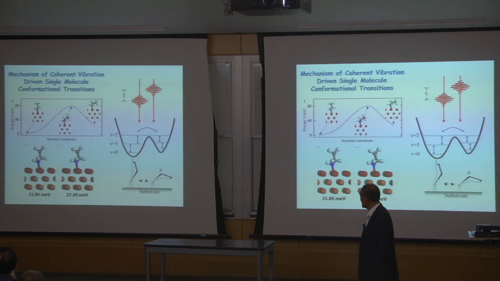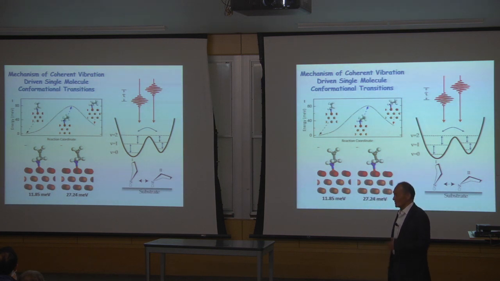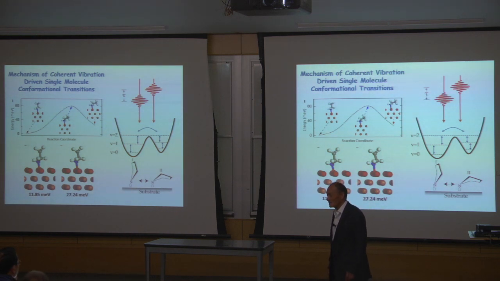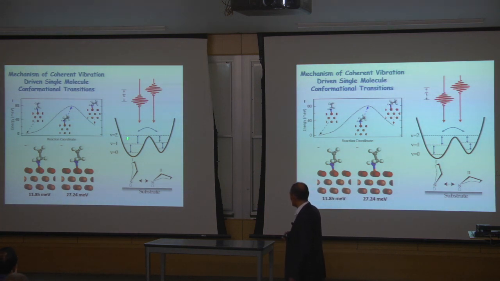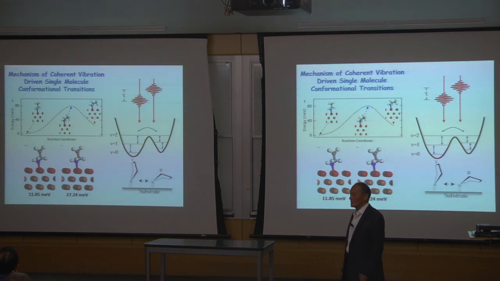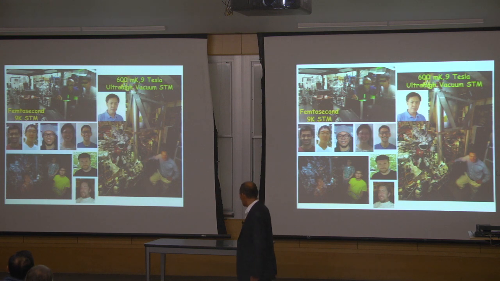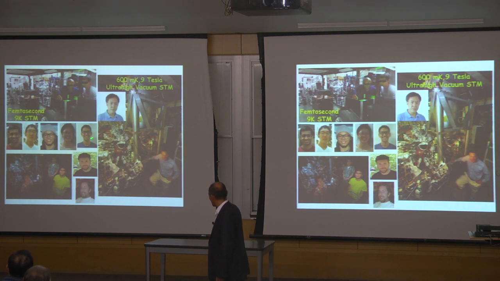And the mechanism of this is very similar to what Harry Tom did a long time ago on coherent phonon excitations in semiconductors. Here we show that a similar stimulated Raman process can excite a coherent superposition of V equals 0 and V equals 1, and this V equals 1 population oscillates in time, and this coherent excitation can drive this conformational change coherently.